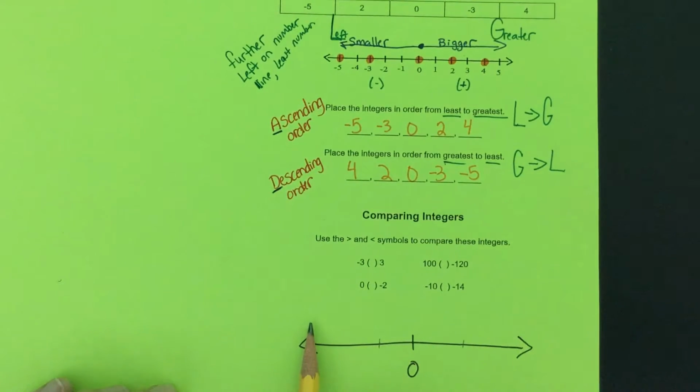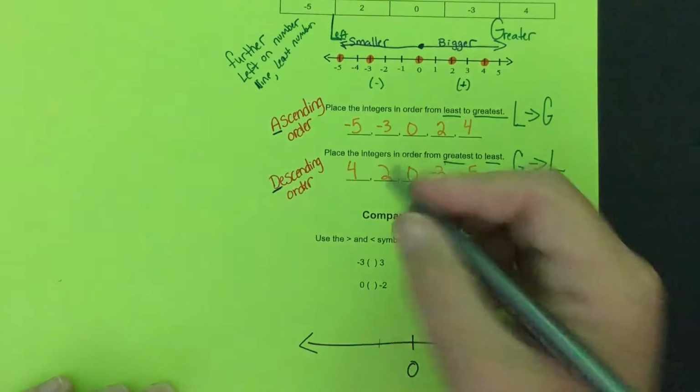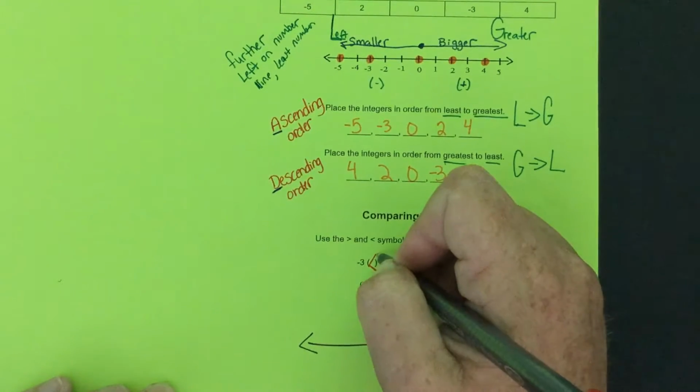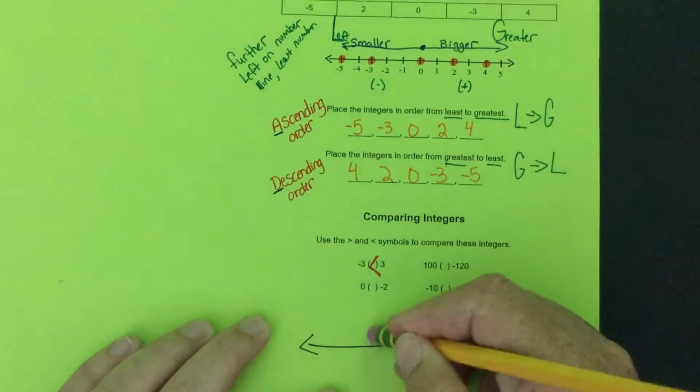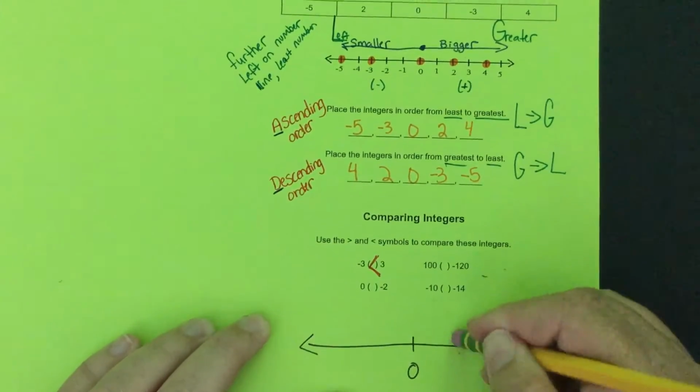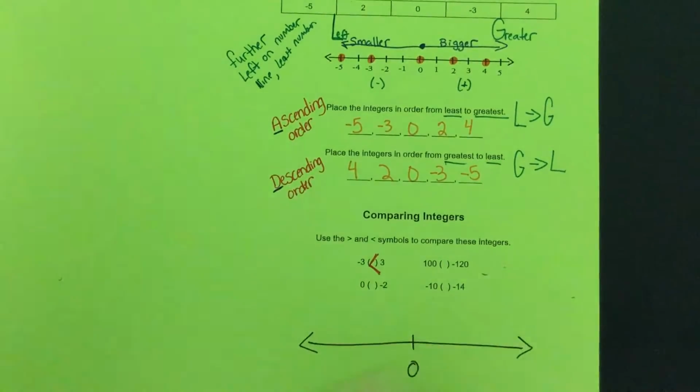Knowing that the further left, the least I am, that means -3 is less than +3. This will really help when you get into some of those bigger numbers, kind of visualizing where I'm going to put them on my number line.